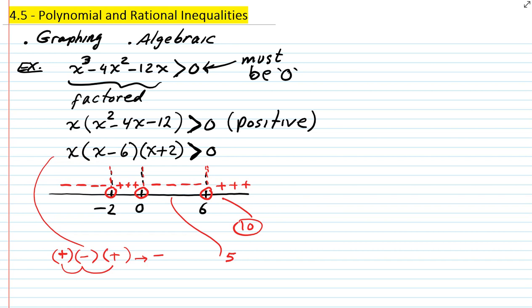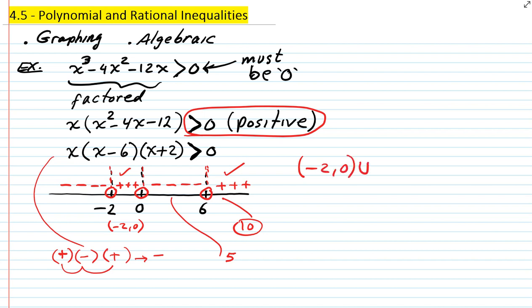Now, we're looking for greater than 0, which means we're looking for positive values of this expression, right? Well, positive values happen here and here. True. Therefore, what is the solution? The solution in interval notation will be from negative 2 to 0. I'm going to write that. Negative 2 comma 0 union with this segment. And in that segment, the numbers go from 6 all the way to infinity, right in here. 6 to infinity. And there you have it. That is the solution to this inequality.